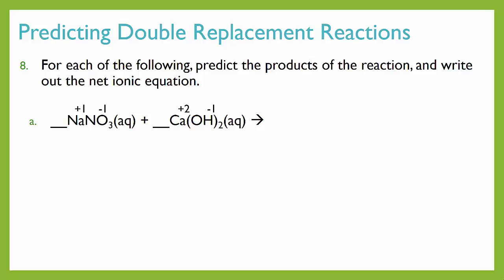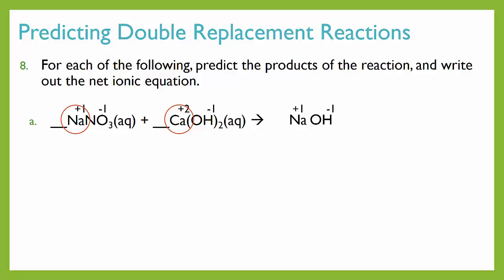So in a double replacement reaction, the cations are going to switch partners. So we're basically just going to swap ions. So sodium is going to switch spots with calcium. So instead of sodium nitrate, I'm going to get sodium hydroxide. Charge on sodium is +1, hydroxide is -1.